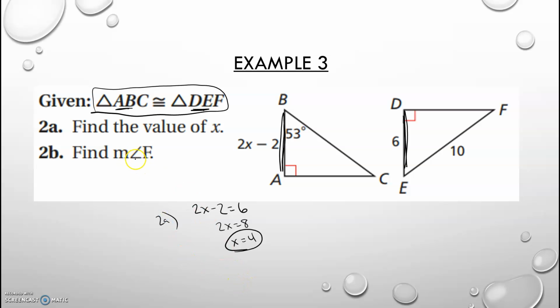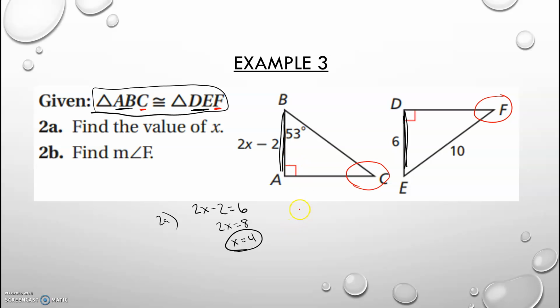Now 2b says find the measure of angle F. So let me switch my color real quick. Measure of angle F. Well, I don't see anything there. So we're going to come here. We're going to say F goes with C. Oh, I don't see anything there either. Again, don't fret. Look in here. I can't find angle F, right? I only have a 90-degree angle. So let's look at this one real quick. I can find angle C, right?